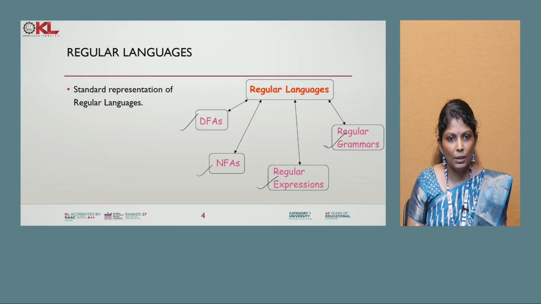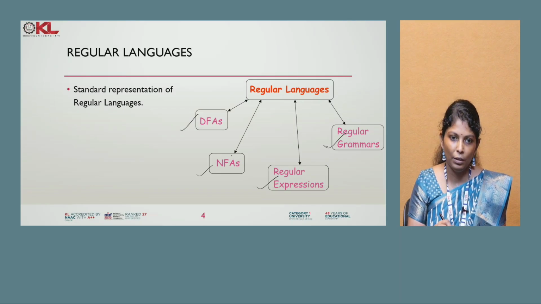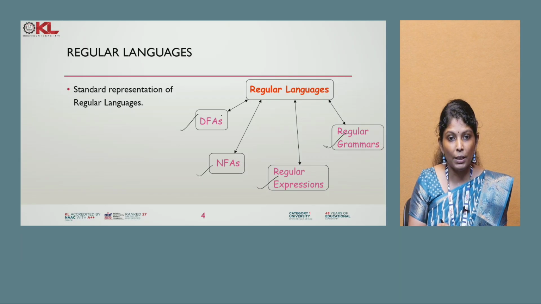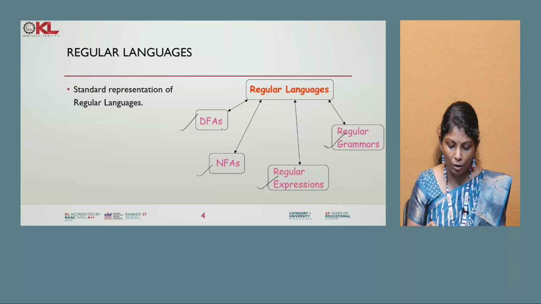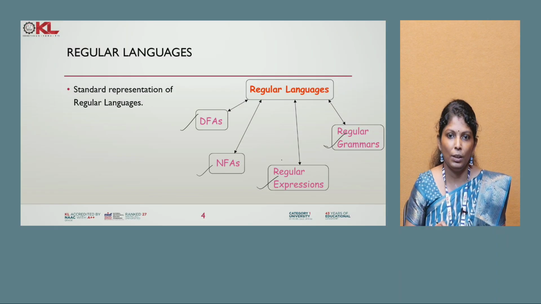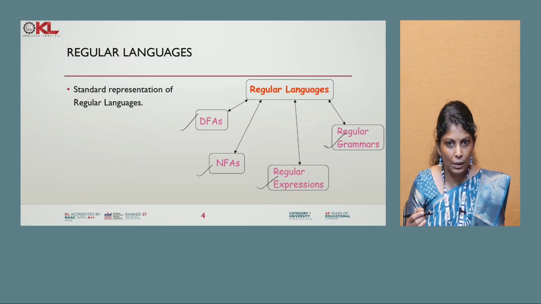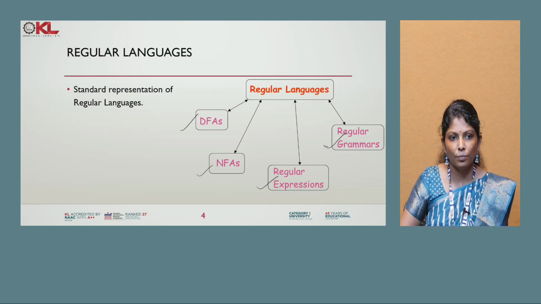In other words, if a language is accepted by an NFA or DFA, those are regular languages. Or if we can represent any language with a regular expression, it is also a regular language. And if we can represent any language with a regular grammar, that is also a regular language.